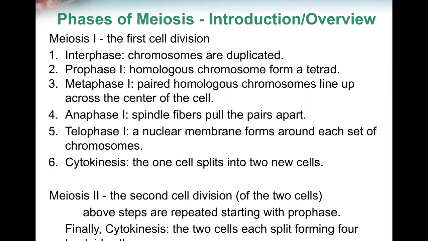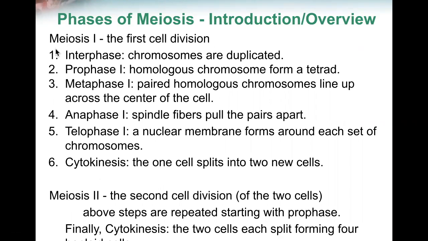This is an introduction page, an overview. Let me quickly go through this. It's meiosis 1 and meiosis 2. Meiosis 1 is the first cell division, and then meiosis 2 is the second cell division, which actually creates 4 cells because there are already 2 cells from meiosis 1.